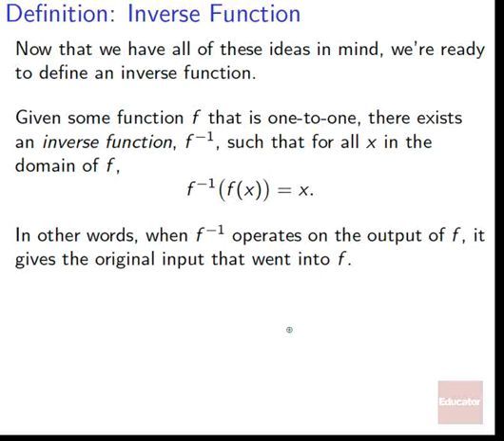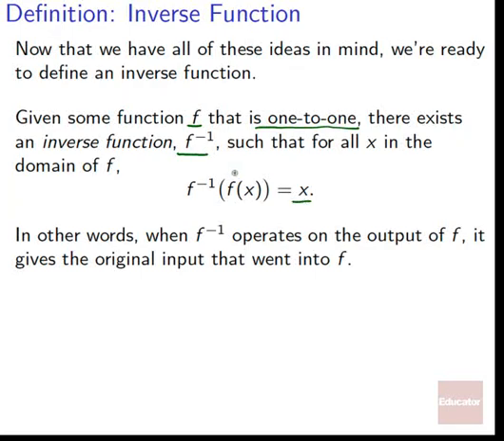Now that we've got all these ideas in mind, we're finally ready to define an inverse function. We can really talk about them and sink our teeth into it. Given some function f that is one-to-one, it has to be one-to-one for this to happen, there exists an inverse function, which we denote as f with a -1 in the top right corner, such that for all x in the domain of f, any value that could normally be input, f inverse acting on f of x becomes just x.